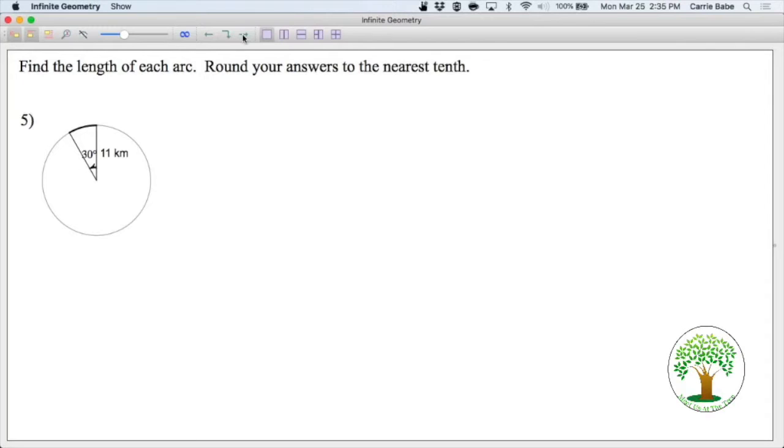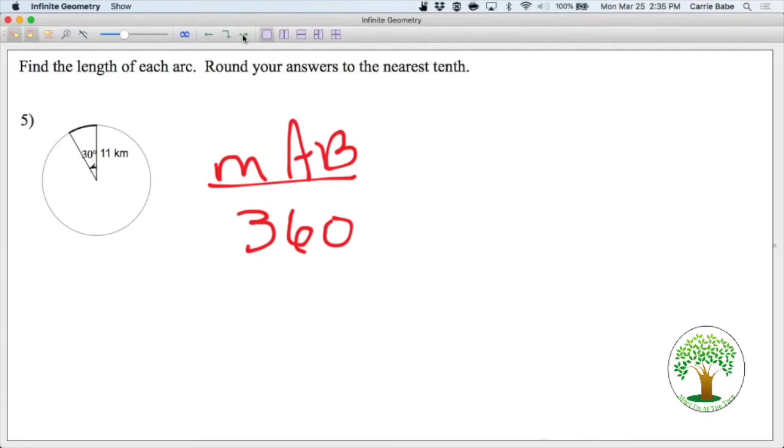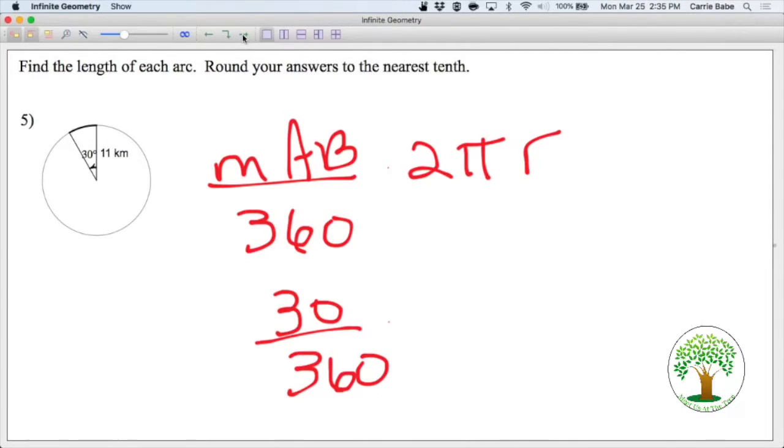Let's do number 5. This time we're going to do arc length. This means we need to have a portion over 360, which is the measure of that arc, times 2 pi r. What is this part right there? 30. So 30 over 360 times 2 times pi times 11.